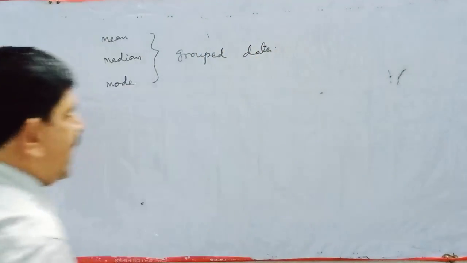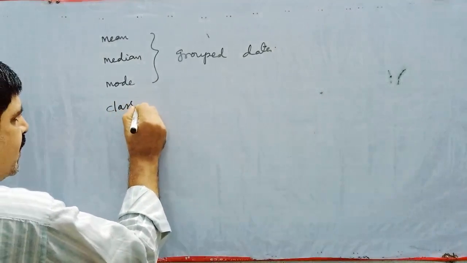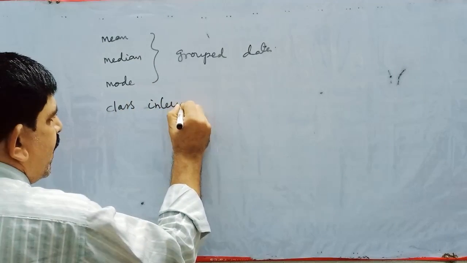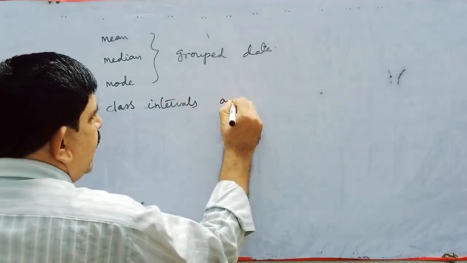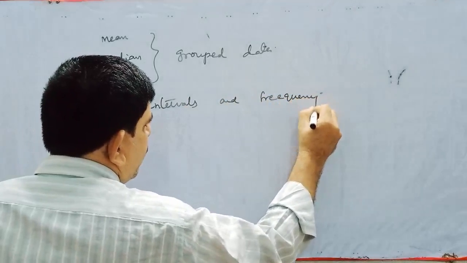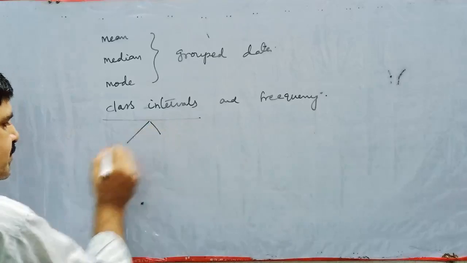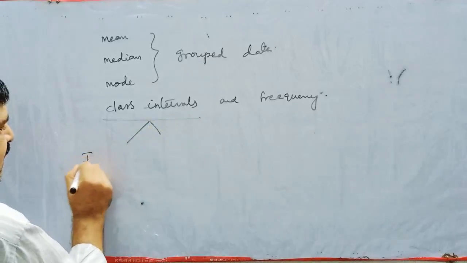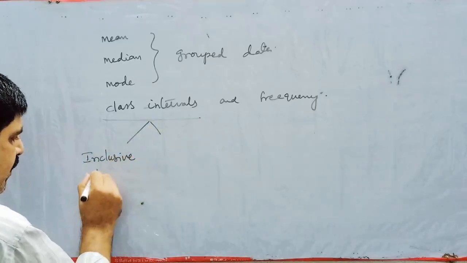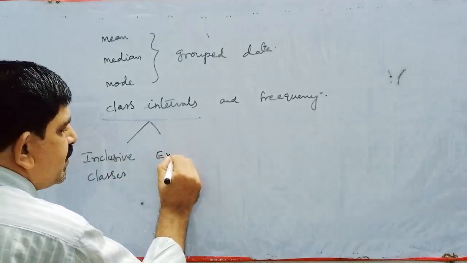Grouped data consists of class intervals and frequency. In class intervals we have two types. First one is inclusive classes and exclusive classes.